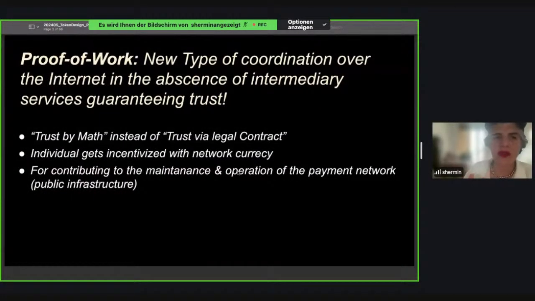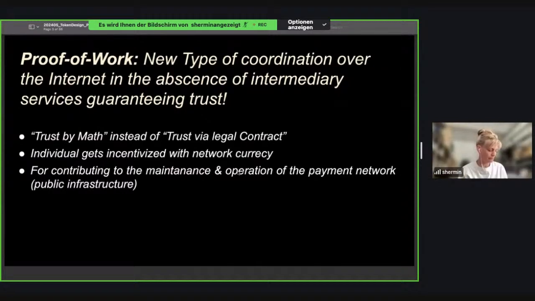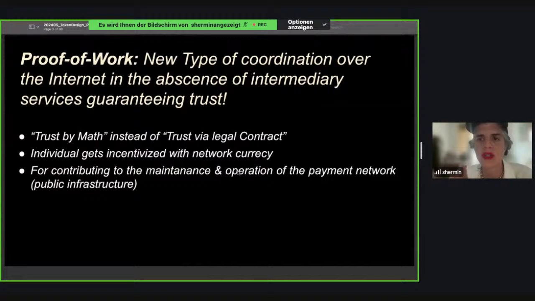We also talked about the fact that Bitcoin was revolutionary because of the introduction of proof of work, which introduced a novel type of coordination over the internet in the absence of intermediary services guaranteeing trust. So trust is generated by math rather than by legal contracts like in traditional organizations. Individuals participating in the upkeep and maintenance of the network get incentivized with network tokens, with the currency of the network, for contributing to network operation and maintenance.